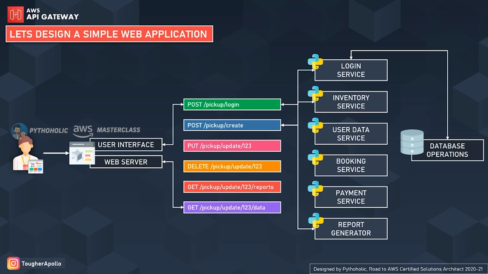So a traditional web service or web application has a user interface, doesn't it? And the URL resource for the actions that we want to perform on the application. Each functionality has been divided into multiple microservices. So we have the login service, the inventory, the user data, and the booking service, and for the transaction we have the payment service and the report generator as well.